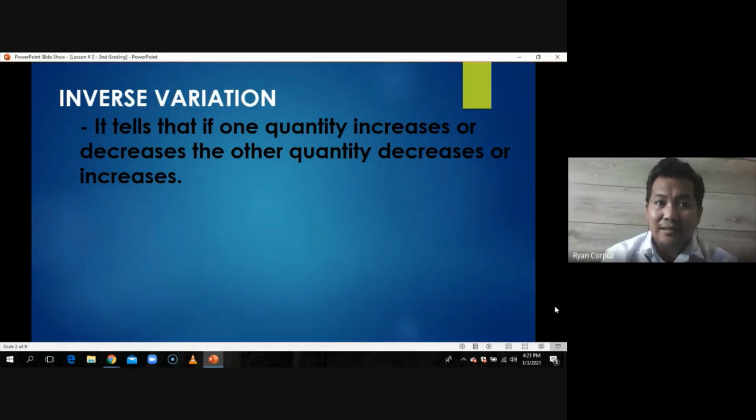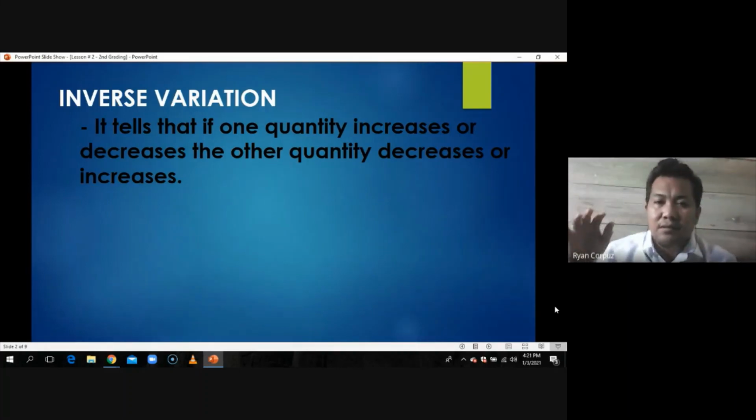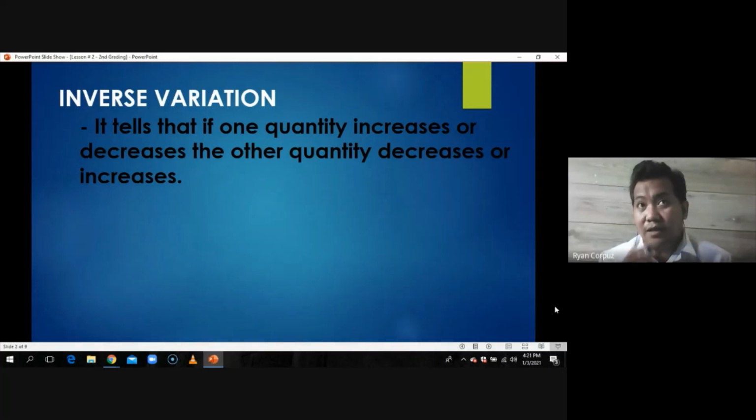So still, this involves two quantities. Just like direct variation, two quantities lang involved natin dito. So, for example, if you do have a table of values, kapag yung values of x mo pataas, dapat yung values ng y mo pababa. Or kapag ang values ng x mo pababa, dapat ang values ng y mo ay pataas.